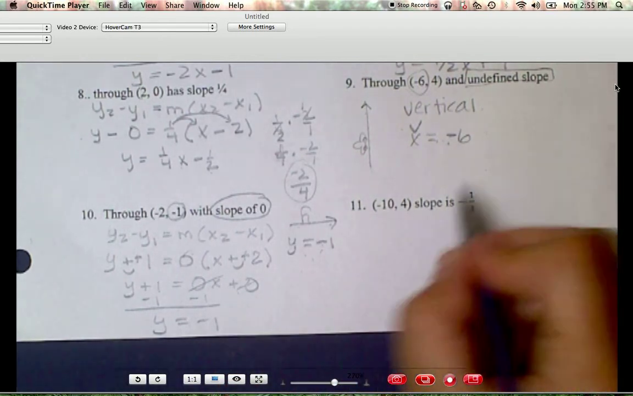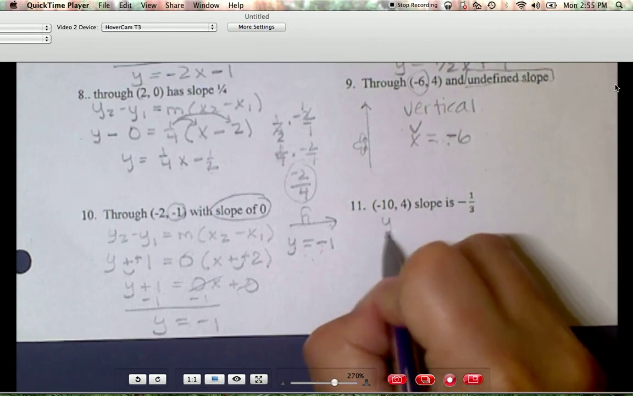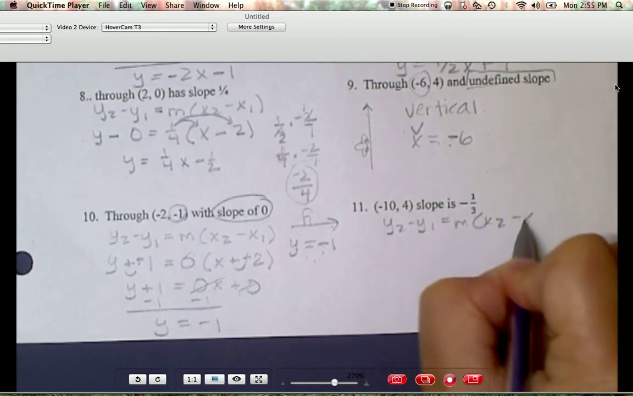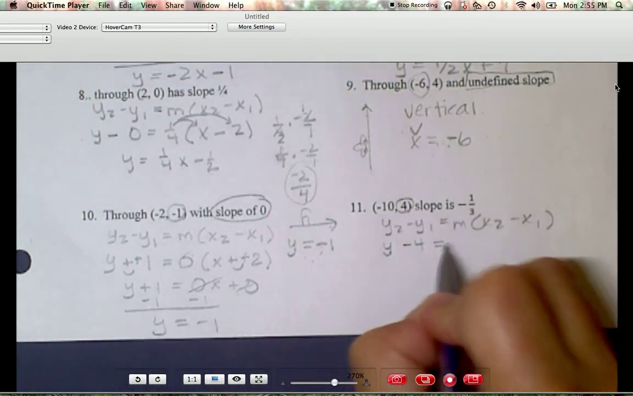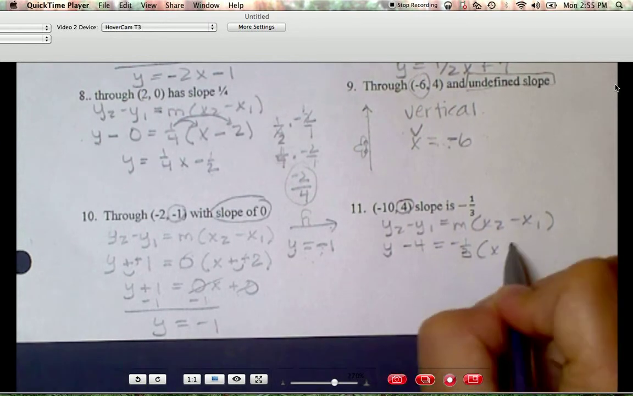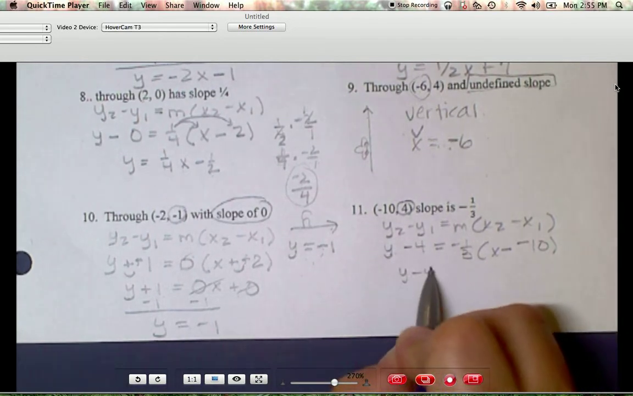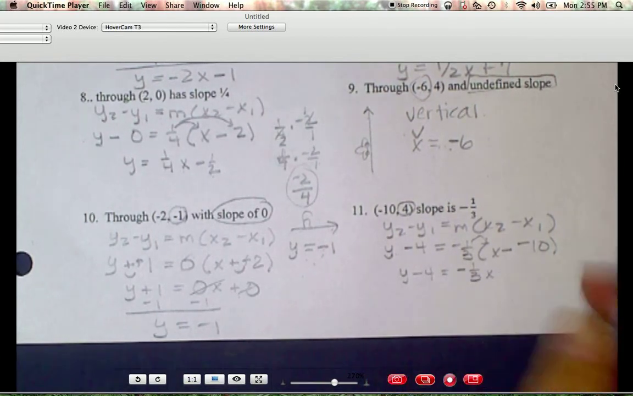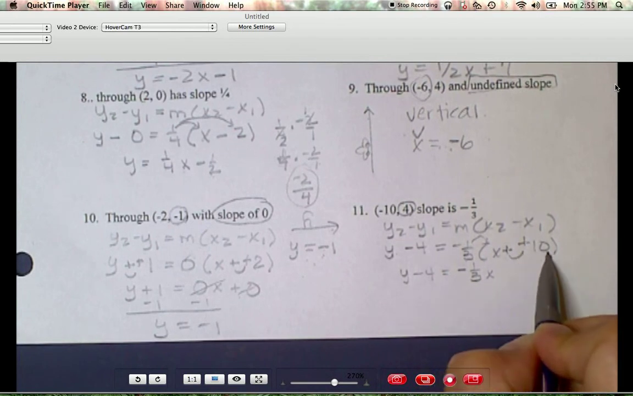And finally, number 11. This one's trickier because of the fraction. So let's see how you did. y2 minus y1 equals m times x2 minus x1. We get y minus 4 equals negative 1/3 times x minus a negative 10. So we can't do anything here on the left side yet. y minus 4. This is easy. Negative 1/3 x. Now negative 1/3 times, fix this, positive 10.